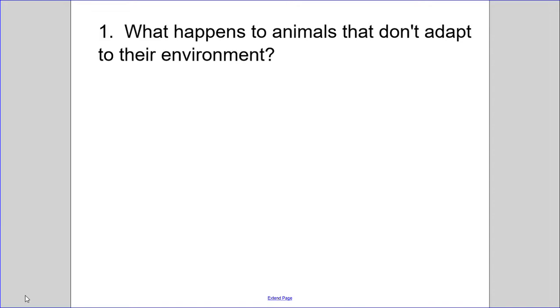So here's my question. What happens to animals that don't adapt to their environment? So first of all, I need to identify my keywords. Which words are you going to pick? I think I'm going to pick don't adapt to the environment. And I might also pick animals because it might say something different about plants somewhere else.